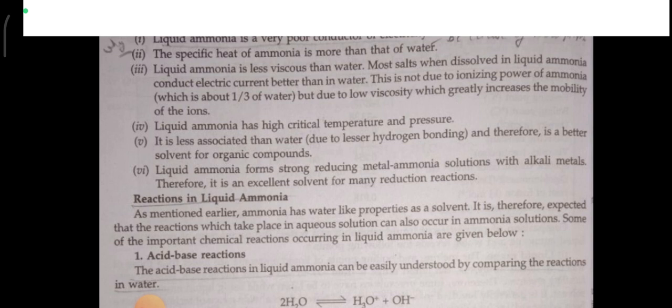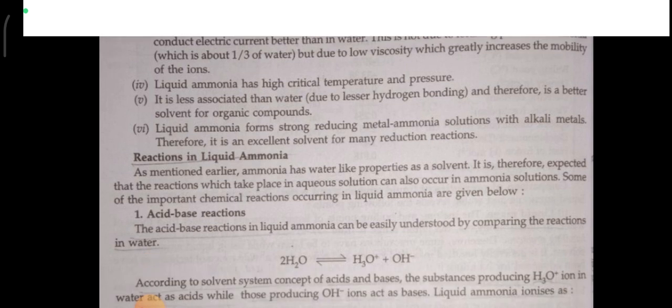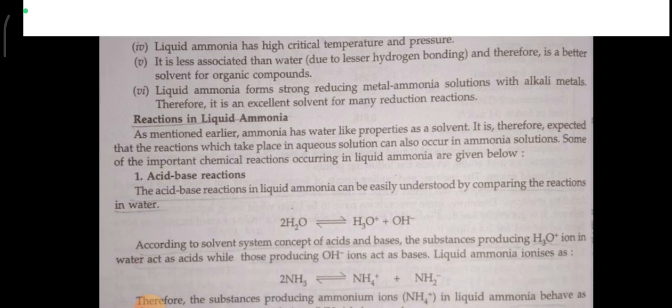Liquid ammonia has a high critical temperature and pressure. It is less associated than water, and therefore it is a better solvent for organic compounds. Liquid ammonia forms strongly reducing metal-ammonia solutions with alkali metals, therefore it is an excellent solvent for many reduction reactions. The reactions in liquid ammonia.